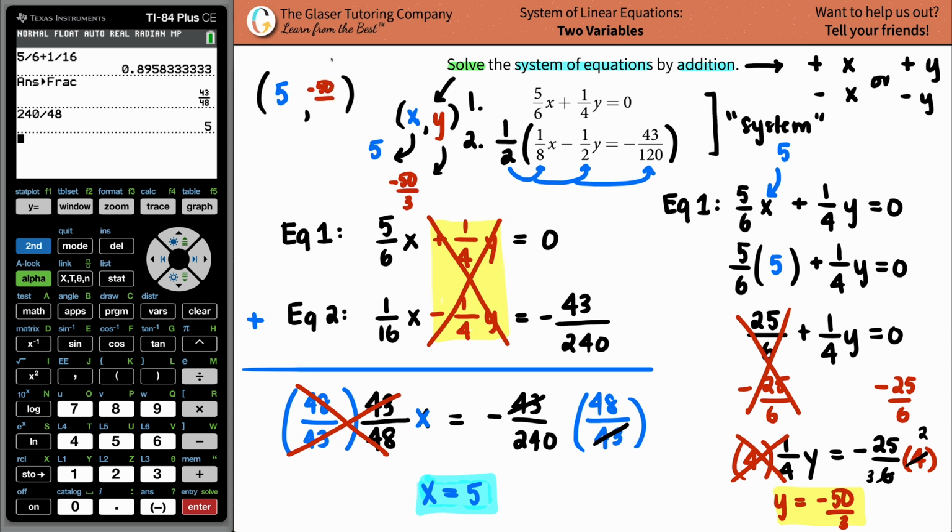Now, let's see. By doing the check, which means just take any one, maybe I'll take the first one, and say 5 over 6 times whatever the x value was, 5, plus 1/4 times the y value, which we said was negative 50 over 3. Let's see what this equals. Does it equal 0? Yay! So we know that we did it right. So you can do your little checks. And there you go. That's the answer.